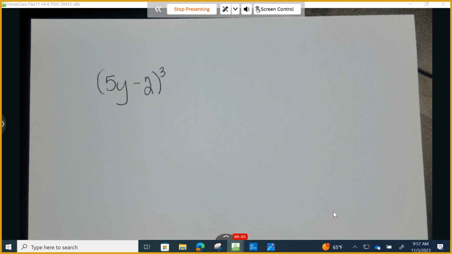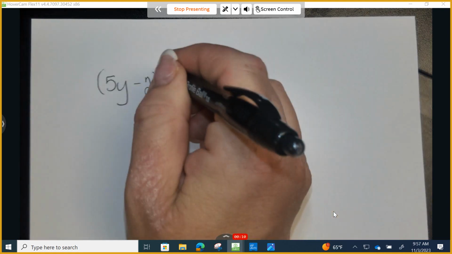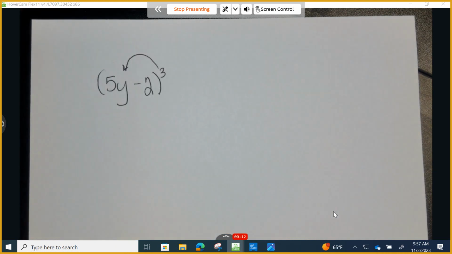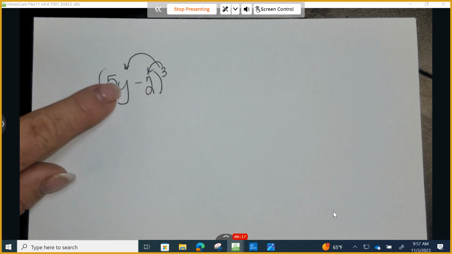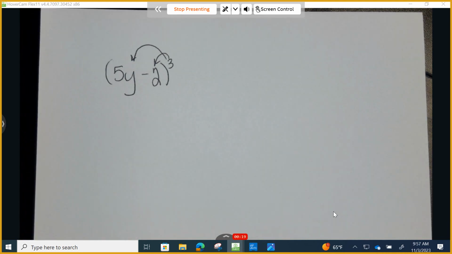We have the quantity 5y minus 2 all raised to the third power. And there's this big misconception about how we expand this. Do not do what I'm doing, but this is what a lot of kids do. They take this and draw an arrow to the first quantity, an arrow to the second, and they think they're going to cube these items and they're done. That's not how you do this.